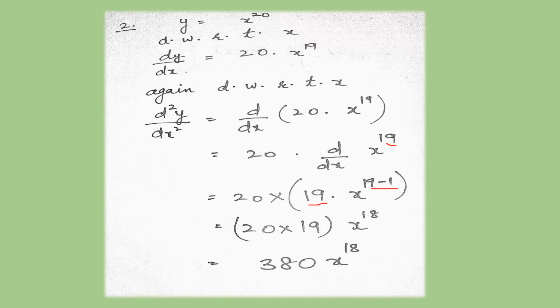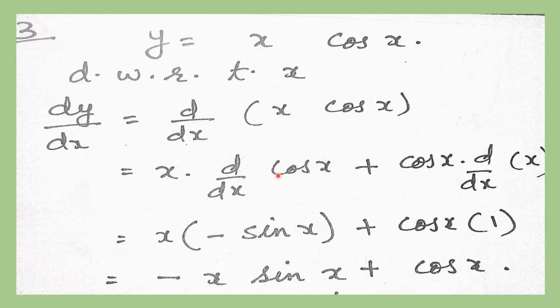So what you will get is 20 multiplied by 19 into x power 18, which is actually 20 into 19 is 380 x power 18. So this is the answer to question number 2. Again a very simple one. Now question number 3, what does this say? It is y is equal to x into cos x.